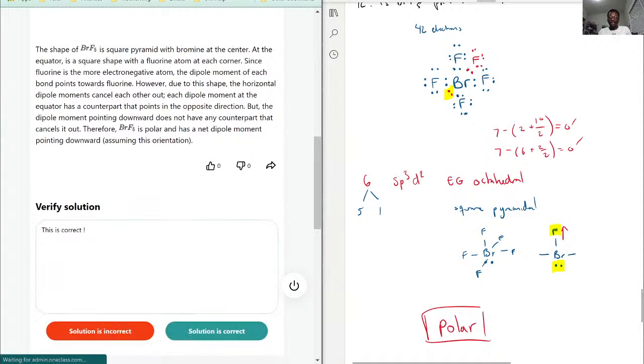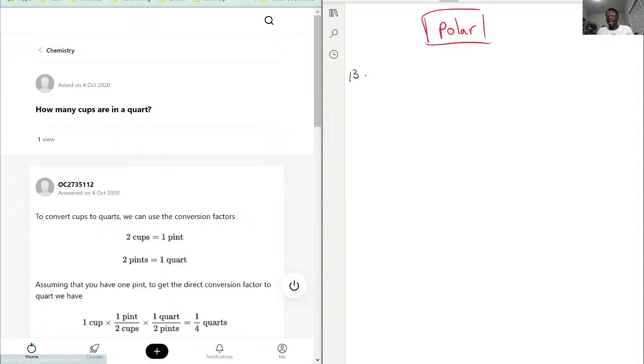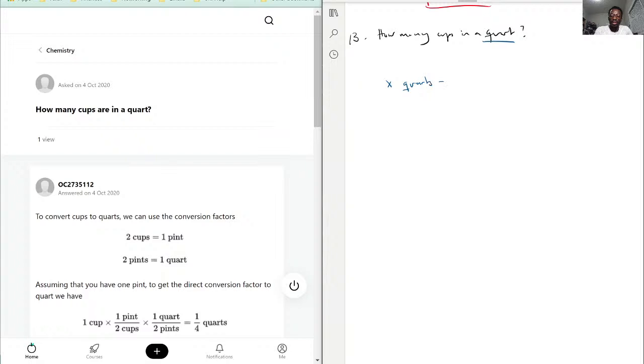So now let's move on to question number 13. Okay, we have how many cups are in a quart? Nice. So to answer this question, we have to first understand where we're going from. They said how many cups in a quart, so we're actually starting with quarts. Let's say X amount of quarts times some ratio would give us that in cups. So it's going to be quarts in the denominator and cups in the numerator, because by the quarts cancelling each other out in terms of units, we're only left with cups.